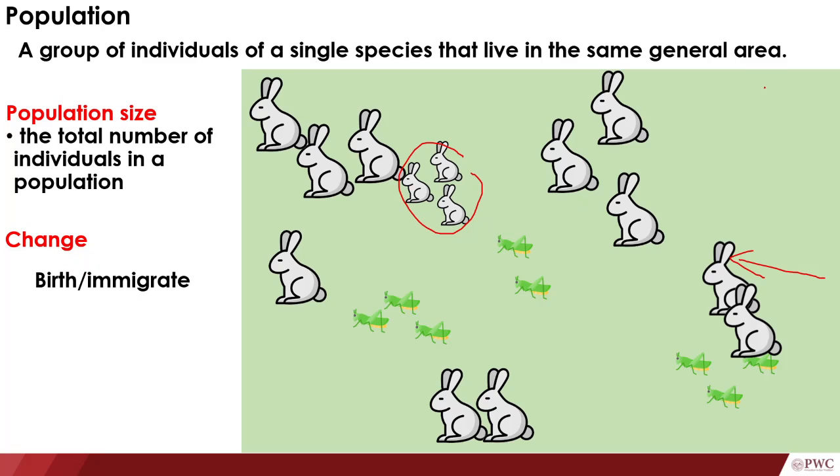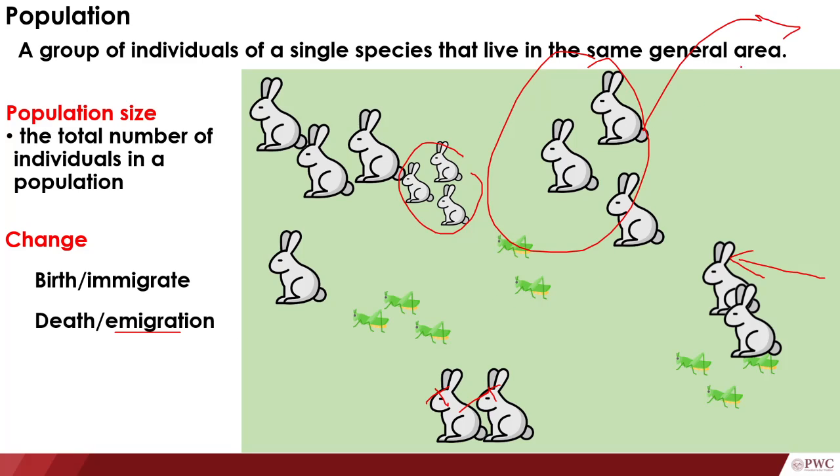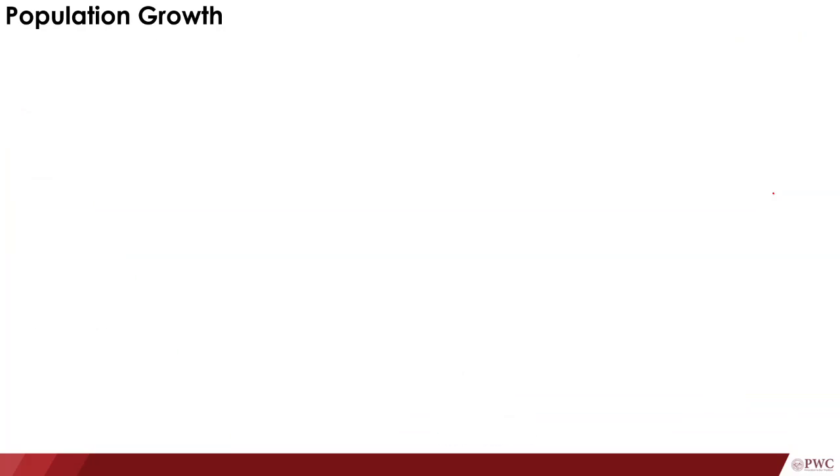Also, the population size can decrease, right? It can decrease by death. For example, if there's a forest fire, it can kill rabbits, and of course, it will decrease the population size in that area. Also, we have emigration, when some of these rabbits go out from this area. Again, immigration is when they come into that place, emigration is when they go out from that place. Both of these can change, increasing or decreasing the population size in a particular ecosystem.